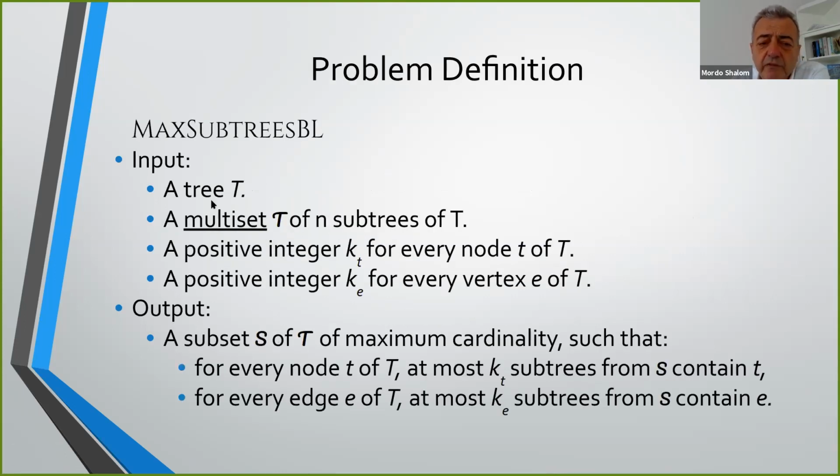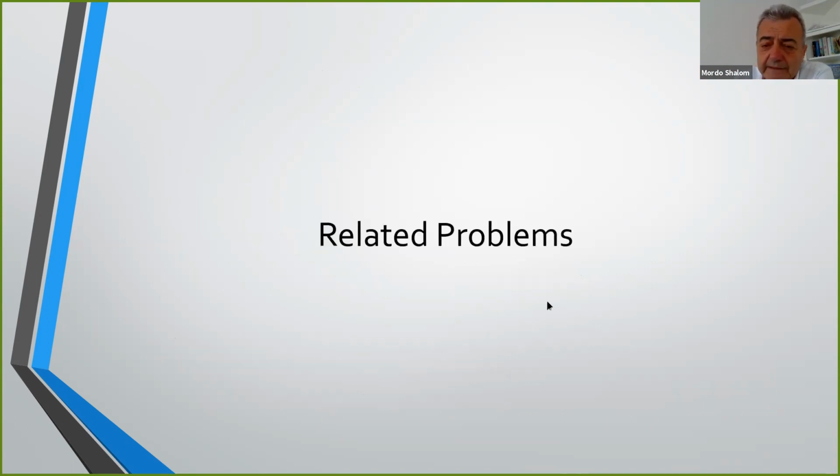So this is the formal definition of the problem. You have a tree T, and you have a multiset calligraphic T of subtrees of T. For every node of T, you have an integer, and for every edge of T, you have another number. So you have integers all over the tree, and you have to find a subset of these subtrees of maximum cardinality, such that at every node and at every edge, the capacity of this edge or node is not exceeded by the subtrees in S. So this is the definition of the problem.